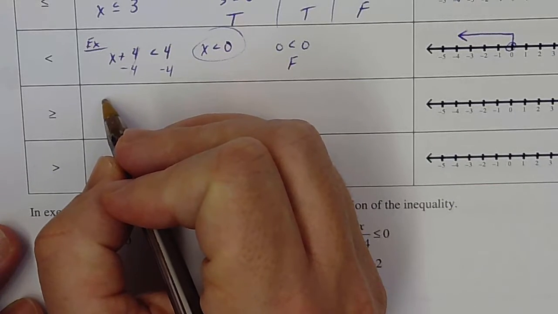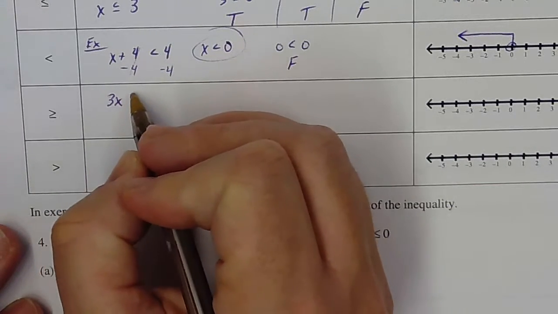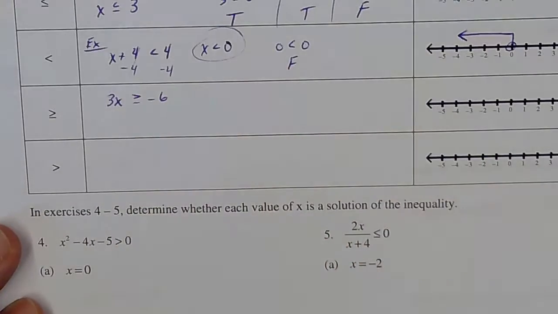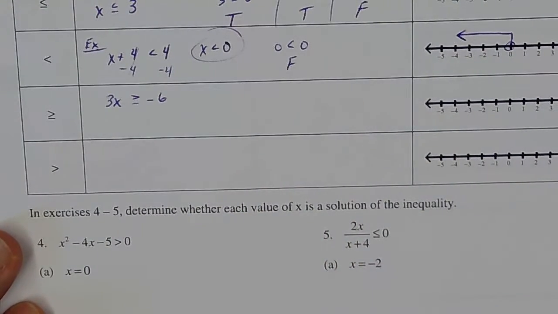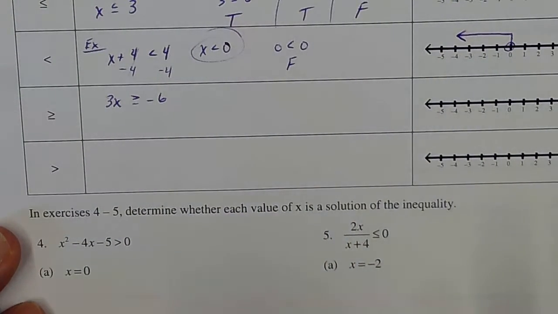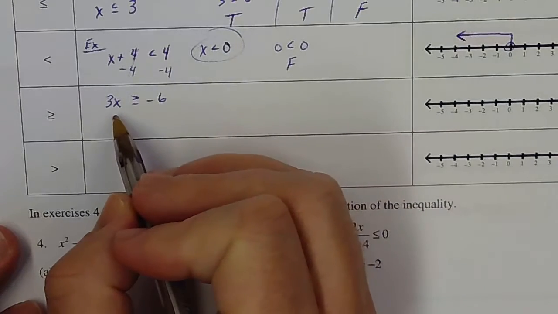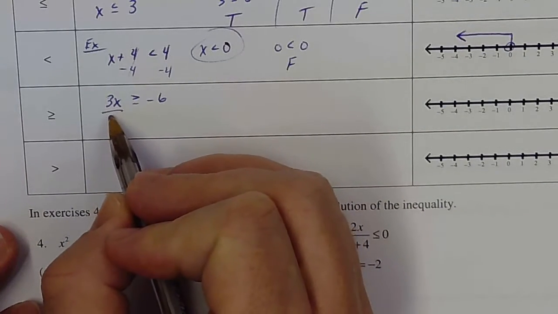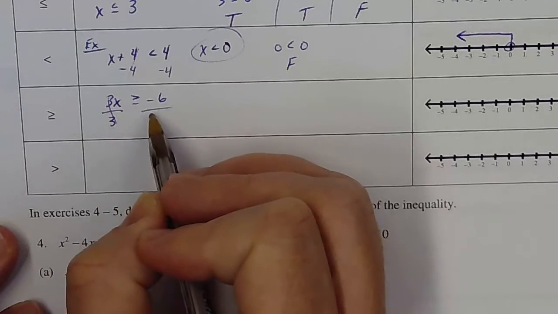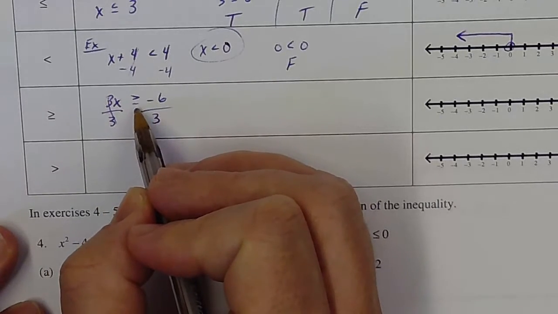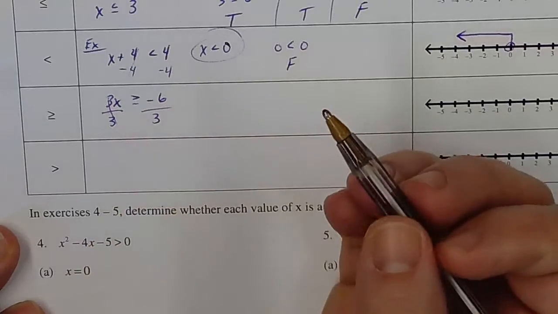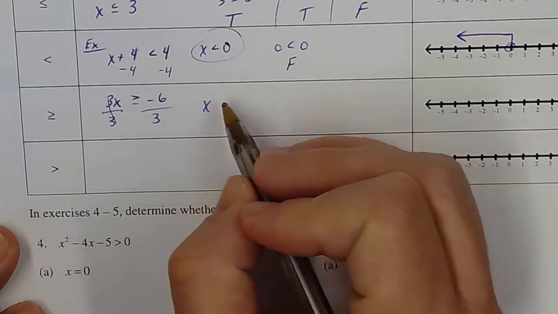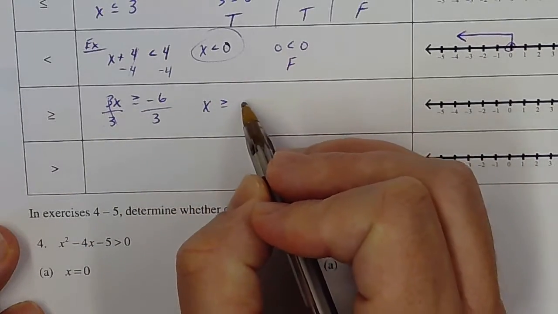Let me give you this one. 3x is greater than or equal to negative 6. You solve inequalities just like equations, with the exception of multiplying or dividing by a negative. Here we just need to divide by a positive, so I do not turn the inequality around, but if it was a negative 3, I would. Okay, so our solution is x is greater than or equal to negative 2.